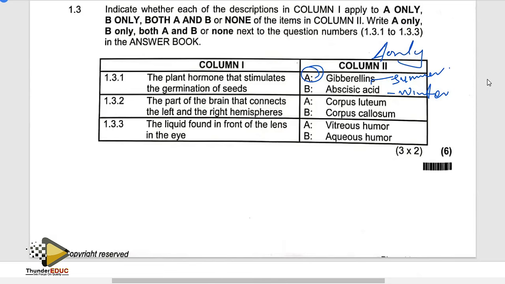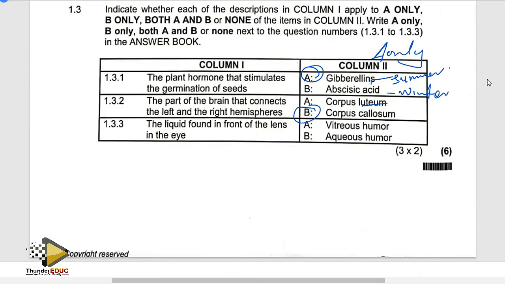1.3.2, they are saying the part of the brain that connects the left and the right hemisphere. Corpus luteum is not in the brain. Don't think even about it. This is in the reproductive system. So the answer becomes corpus callosum.